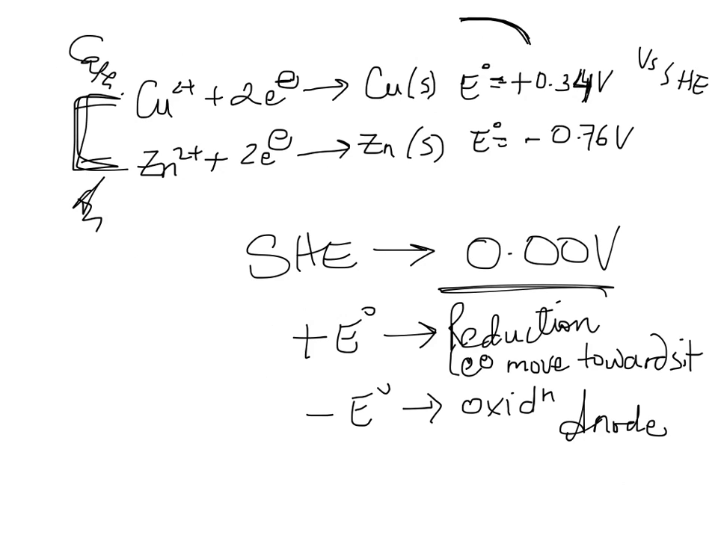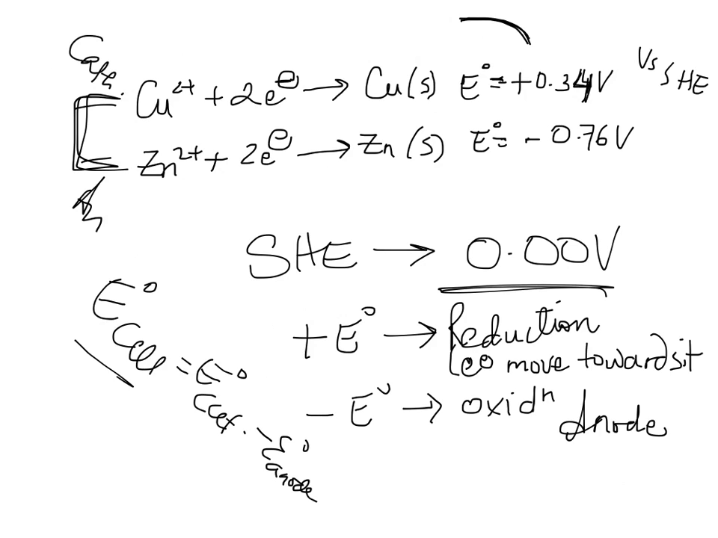And of course, you know the rules for the cell representation, so we can put things in perspective now. If we have to determine the E naught cell, that always is going to be E naught cathode minus E naught anode, and the E naught cell that you obtain will end up being a positive value for a spontaneous reaction, and a negative value for a non-spontaneous reaction. And we'll take a look at that also in a subsequent video.